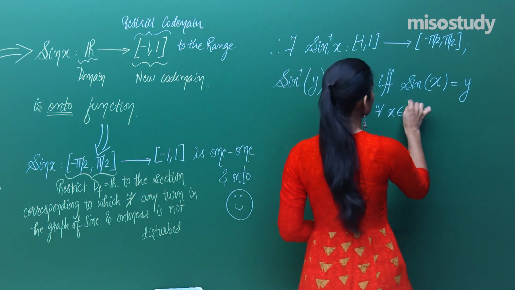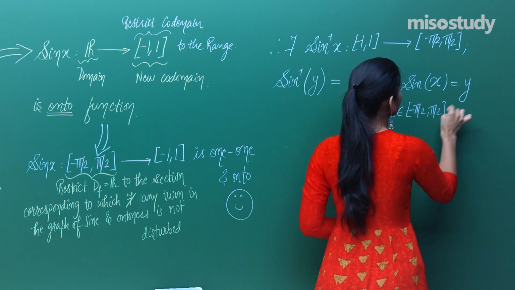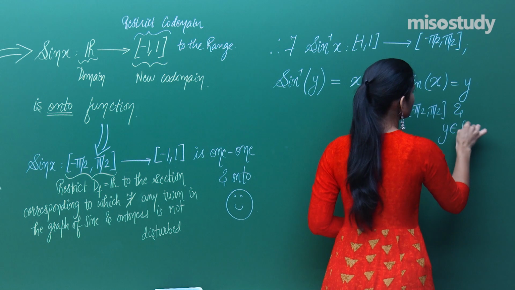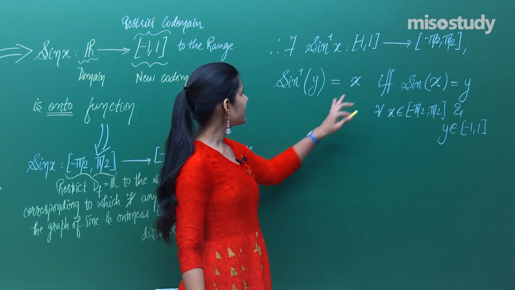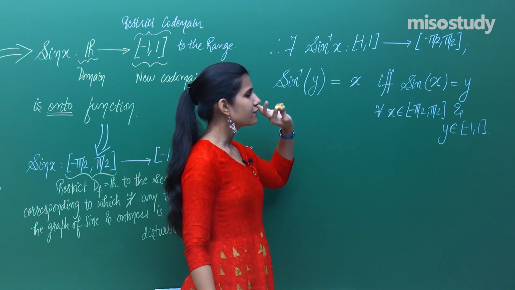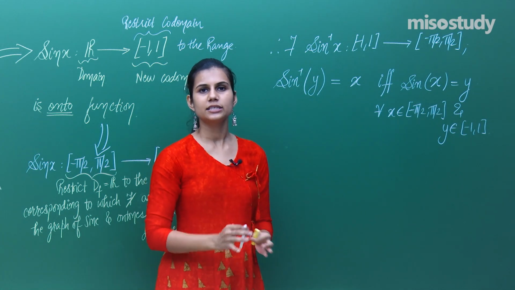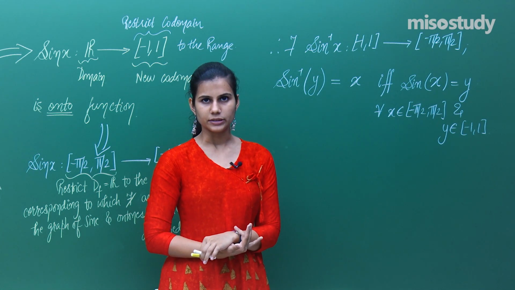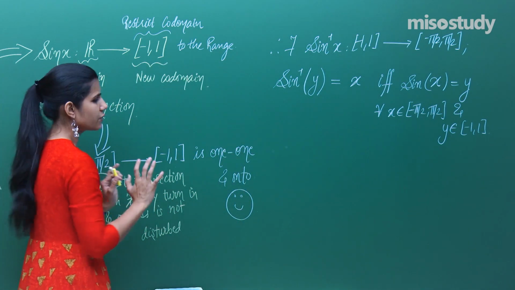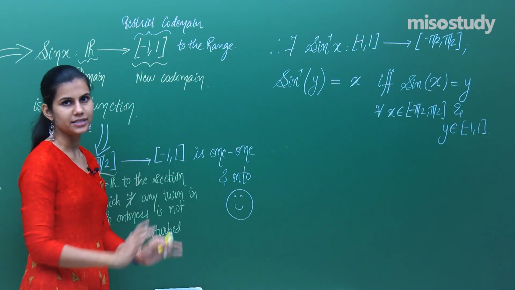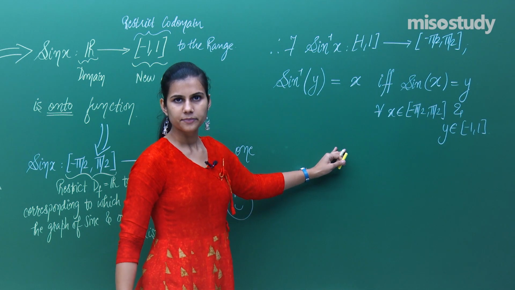So x belongs to minus pi by 2 to pi by 2, and y belongs to minus 1, 1 closed interval. So for every x coming from minus pi by 2 to pi by 2 and y coming from minus 1, 1, this is the setup now. We have established the existence of sine inverse function. Is it understood? So sine function from here to here is 1, 1 and onto, that means it is bijective, that means it is invertible, and its inverse is existing from here like this.